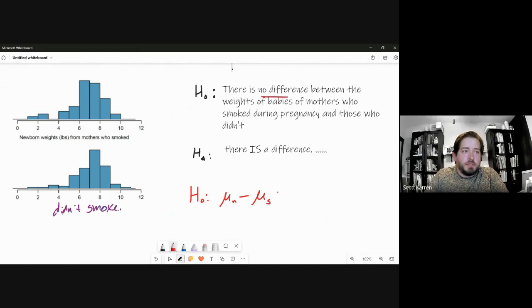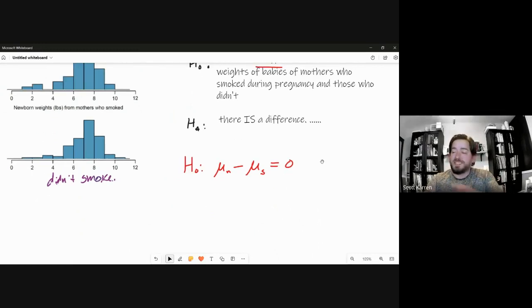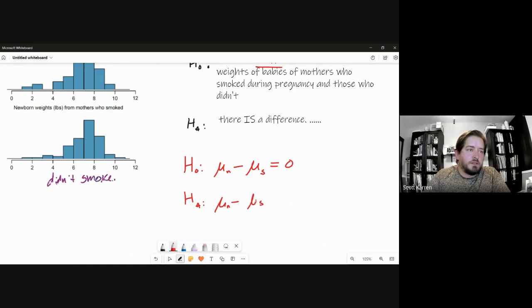no difference means that the difference is 0. Right? And so the alternative, once again, because it doesn't describe, we're looking to see if babies are bigger in one or the other. It's just, we want to know if there's a difference. And so then we find our H alternative to be that the difference of these two things, mu sub n minus mu sub s, is not 0. And this is the test we're going to run.